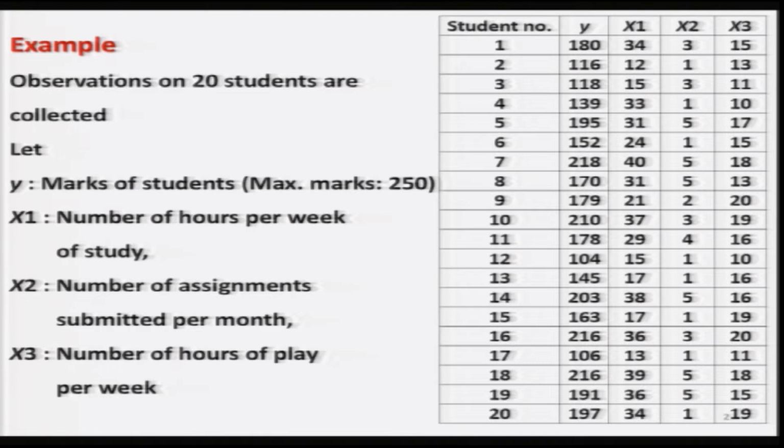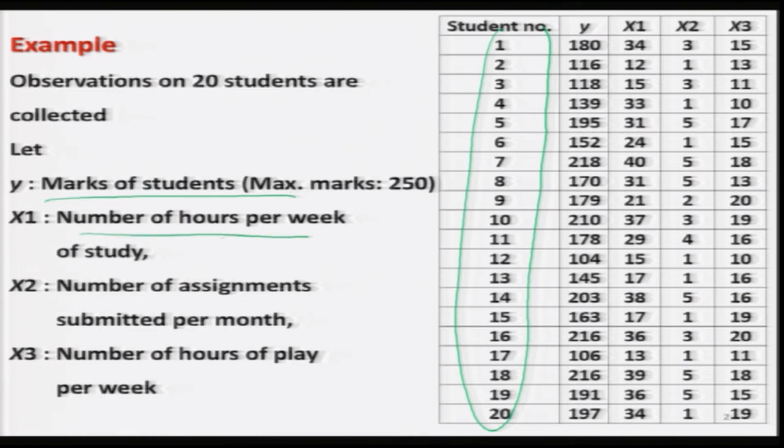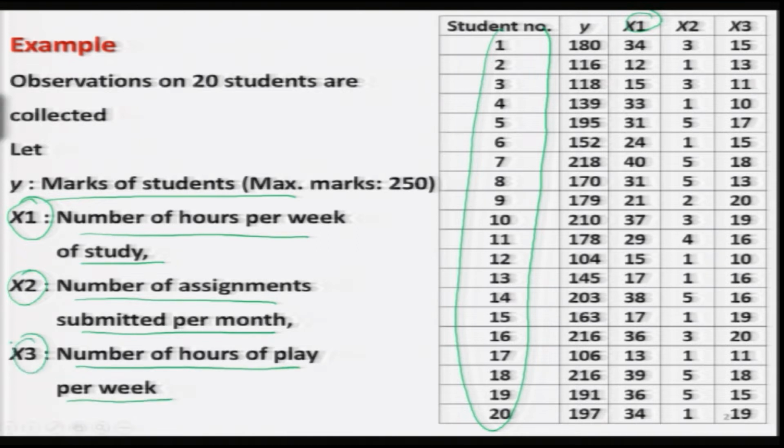Okay, so, now this is the same data set where we have collected the information on 20 students about their marks denoted as Y, the number of hours of study in a week, these are denoted by x1, and this data is given here, and then number of assignments submitted per week, this variable is denoted by x2, and the number of hours of play per week, which is denoted by x3.